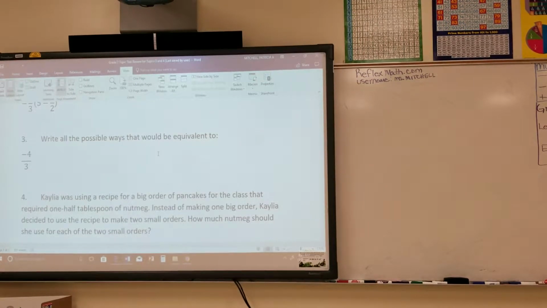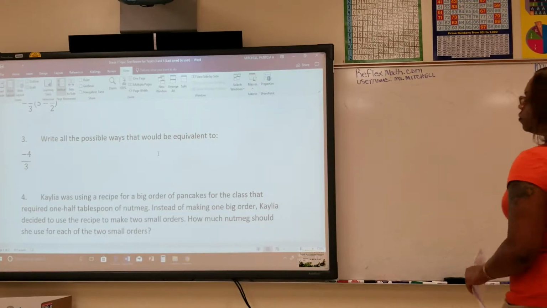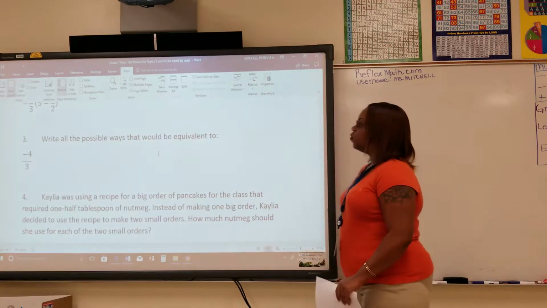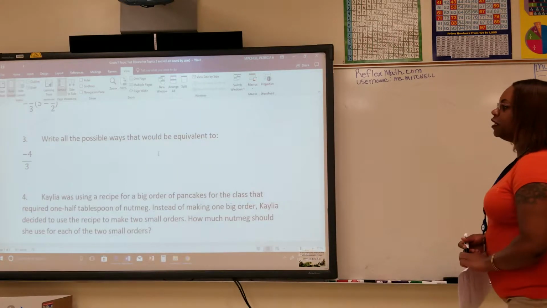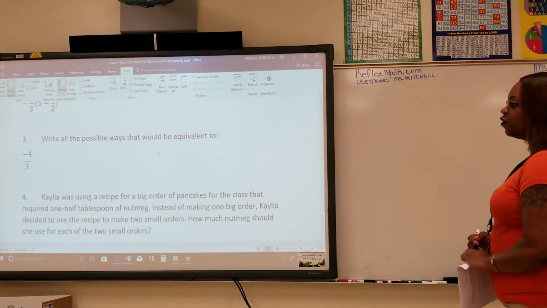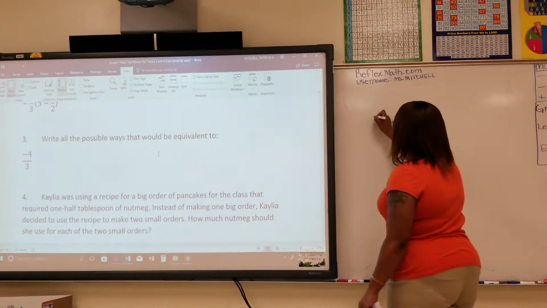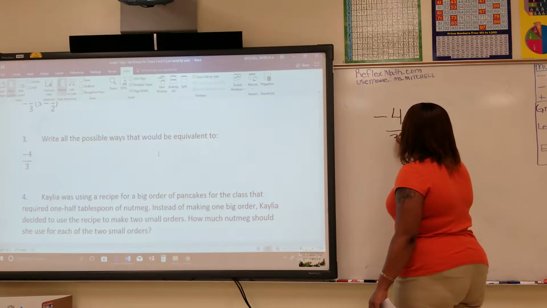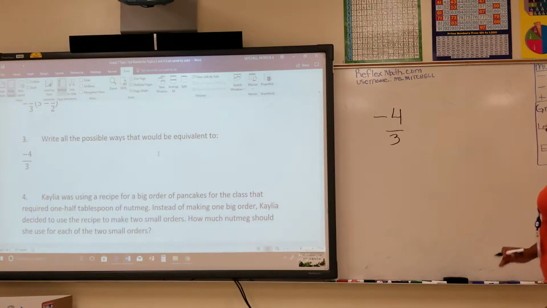All right, number 3, which is right here. Write all the possible ways that would be equivalent to negative 4 over 3. All right, so we have negative 4 over 3. Now, they want us to write all the possible ways that will be equivalent to. That means that it'll be equal to it. That means we're not changing the value of this number, okay? We're not changing the value of the fraction. We're just making it so that it is still equivalent, okay?